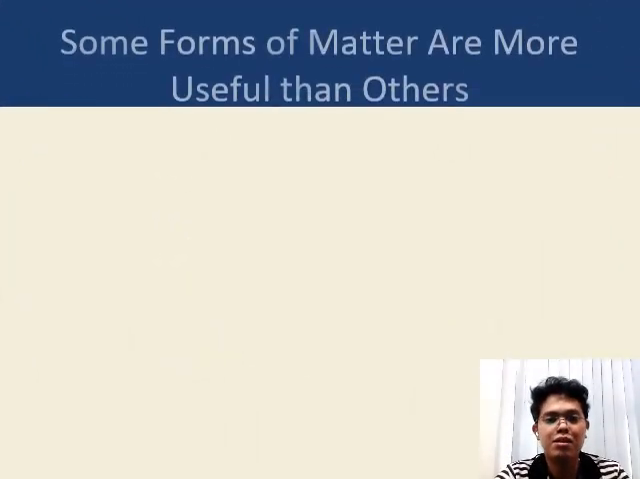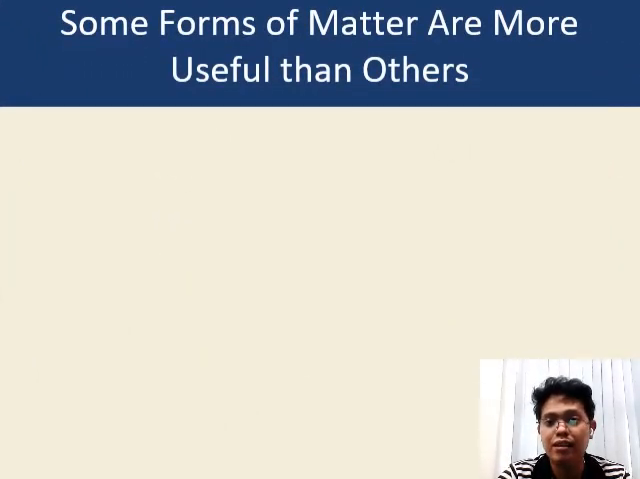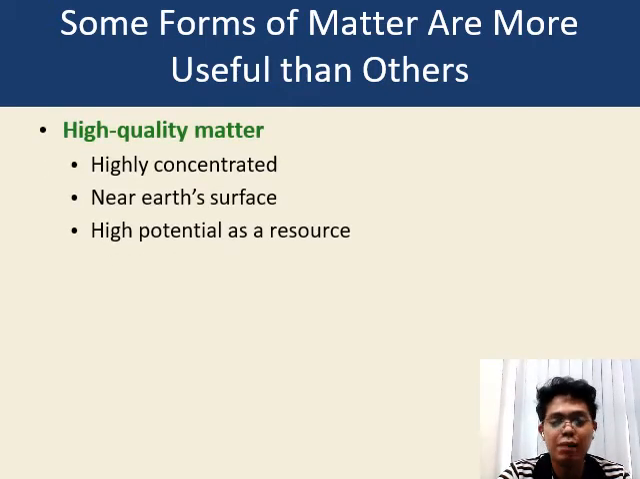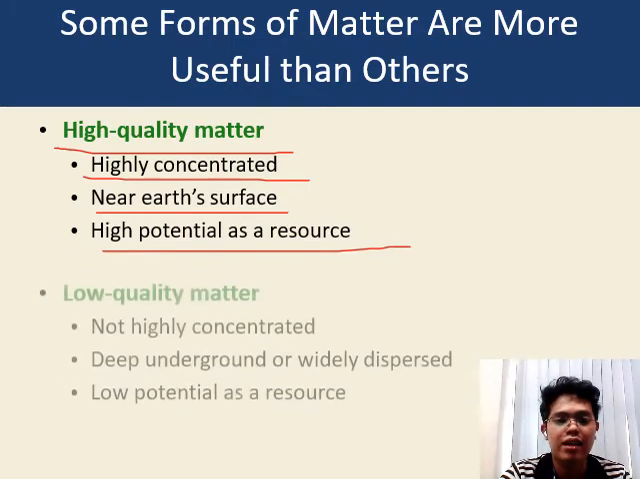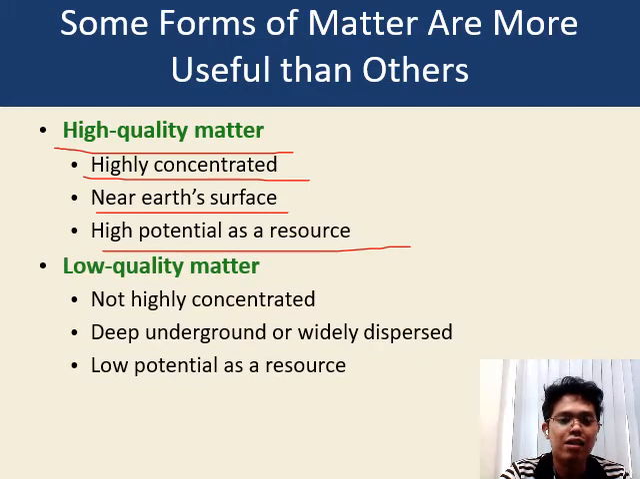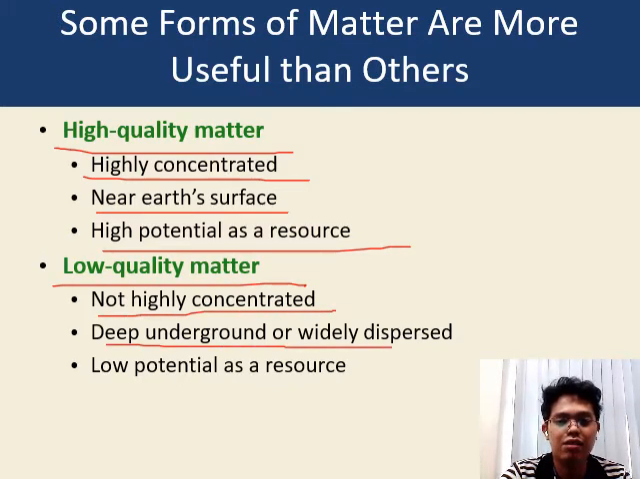Now, some forms of matter are more useful than others. So we have two types of matter. We have high quality matter, which is highly concentrated and near Earth's surface and has a high potential as a resource. And then we have low quality matter. This is not highly concentrated. It's deep underground or widely dispersed. It has a low potential as a resource.